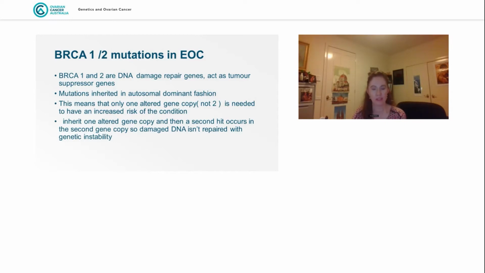So the idea is these people inherit one altered gene copy, and then a second hit occurs, knocking out their second gene copy, meaning that their damaged DNA isn't repaired, with resultant genetic instability, which is believed to predispose to cancer. And as I mentioned, for reasons not entirely clear, these are mainly confined to the breast and ovary in women, and also the prostate in men, as well as some other things like pancreas and melanoma.